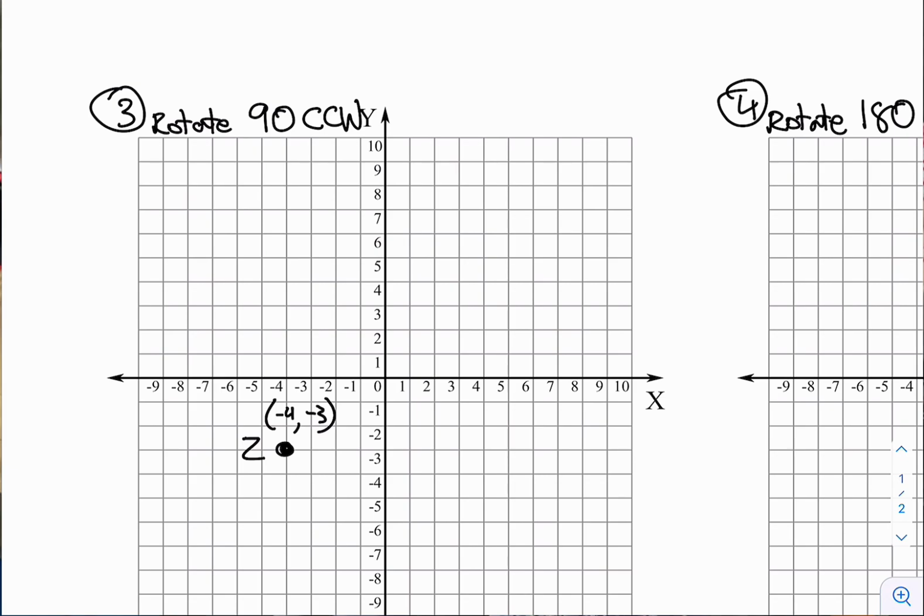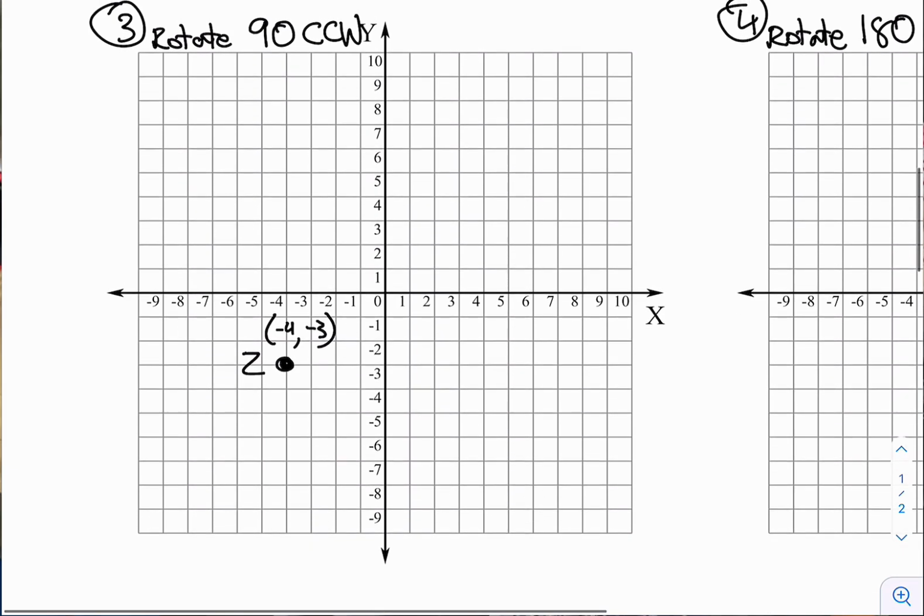And since I'm going 90 degrees, I'm going to switch the numbers in my coordinates. And now I have to make the signs match for the fourth quadrant, which is positive, negative. So now it becomes +3 and a -4. So now I'm at +3, -4 for Z prime.